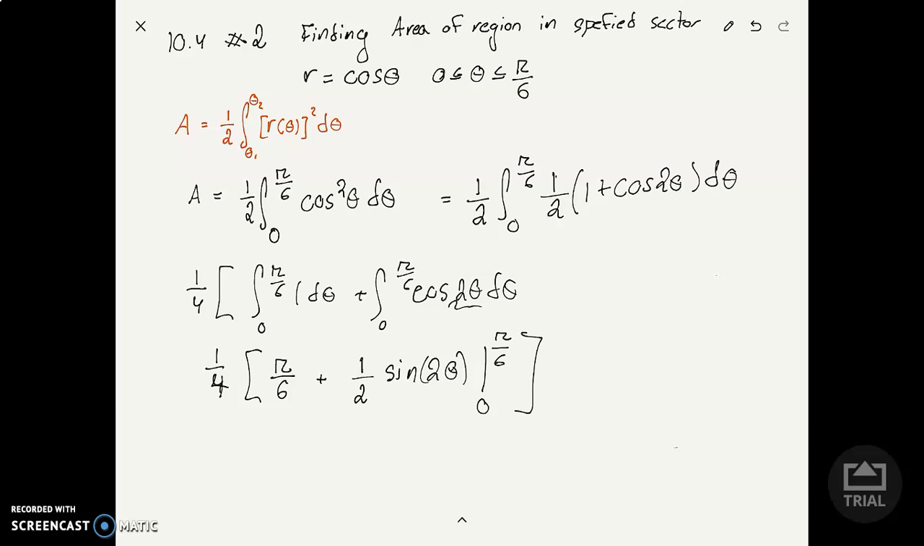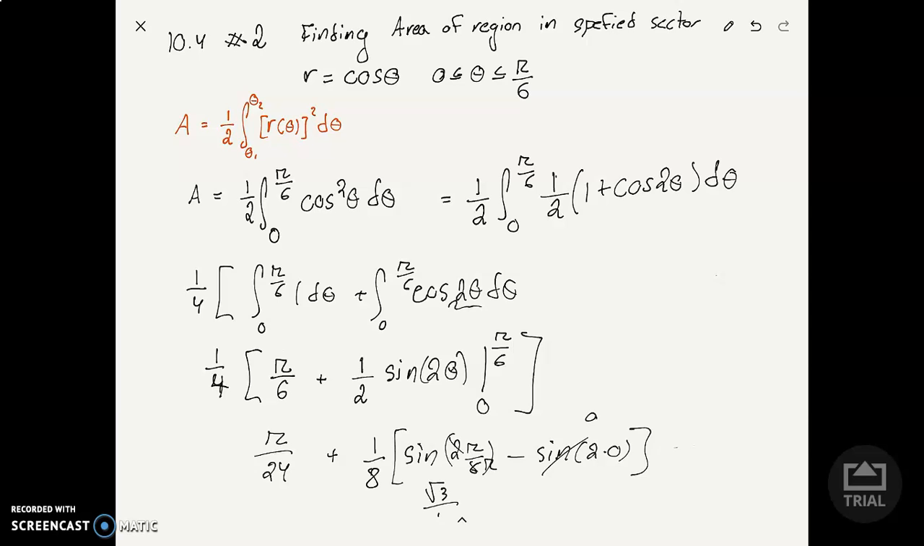And then from there, we've got pi over 24 for this first term, factoring that. And then from this one, we've got 1/8 from the 1/2 and the 1/4. And then we've got sine, so let's see, sine of 2 times pi over 6 minus sine of 2 times 0. That just goes to 0. So really we're just left with sine of pi over 3, which is square root of 3 over 2. And we have 1/8 of that plus pi over 24.